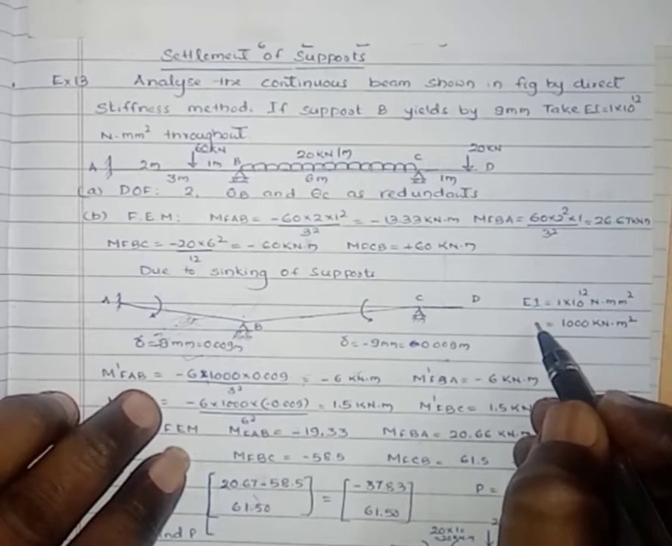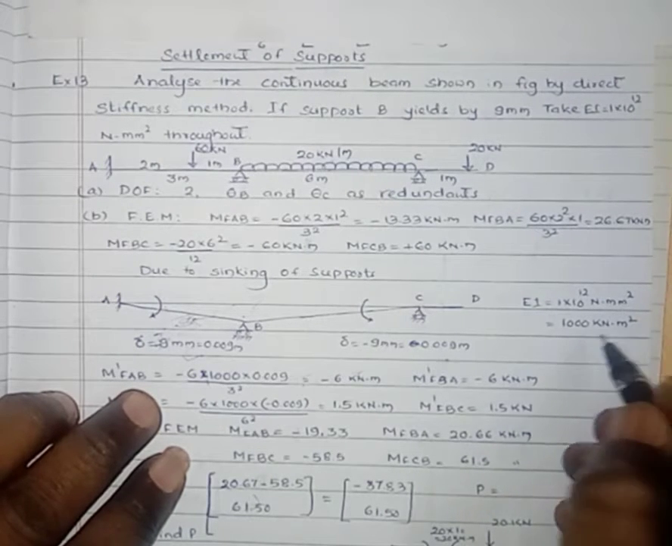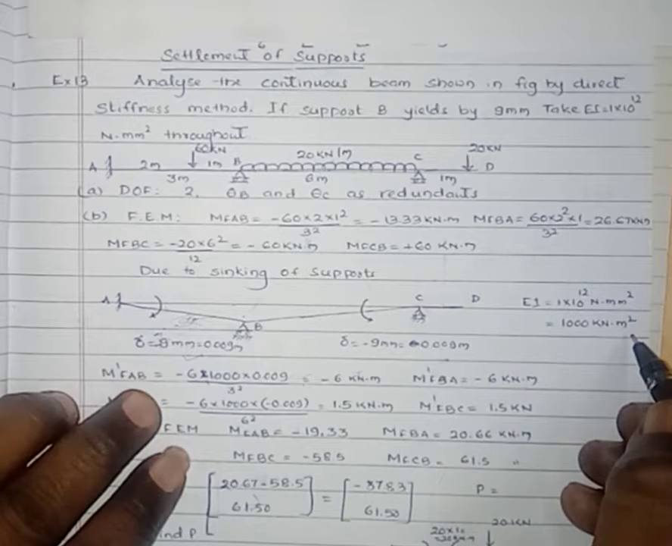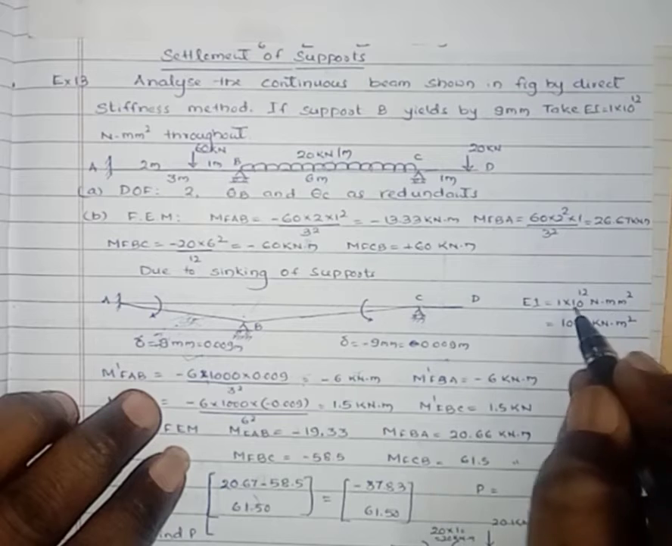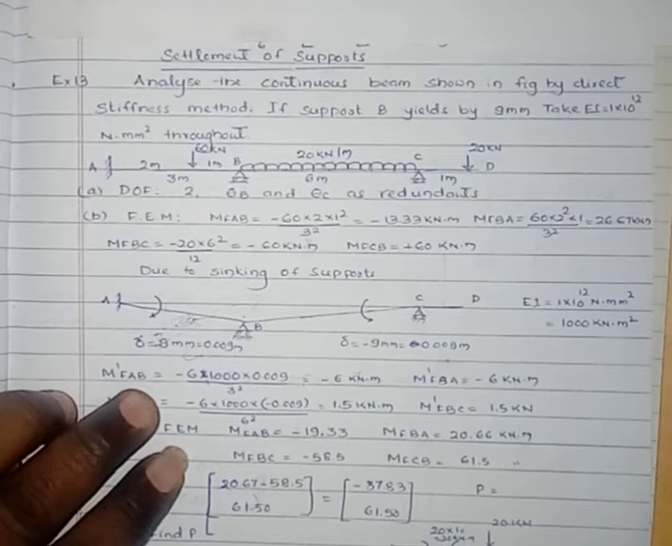Then to calculate the additional fixed end moment due to the settlement and sinking of the support, he has given the value of EI as 1 into 10 to the power of 12 Newton millimeter square. We have to convert this into kilonewton meter square. Newton is converted to kilonewton, that is divided by 1000. Millimeter is converted into meters, divided by 1000.